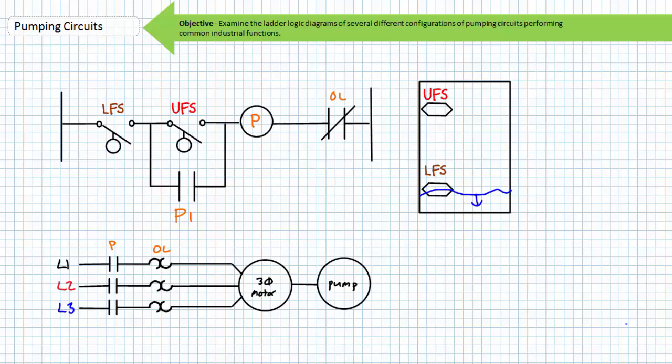contact. Note that if the upper float switch is actuated without the lower float switch being actuated, a situation ordinarily made impossible by both switches being inside the same tank, the circuit wouldn't turn the pump on. This prevents an erroneous or falsely triggered upper float switch from initiating the pumping process.